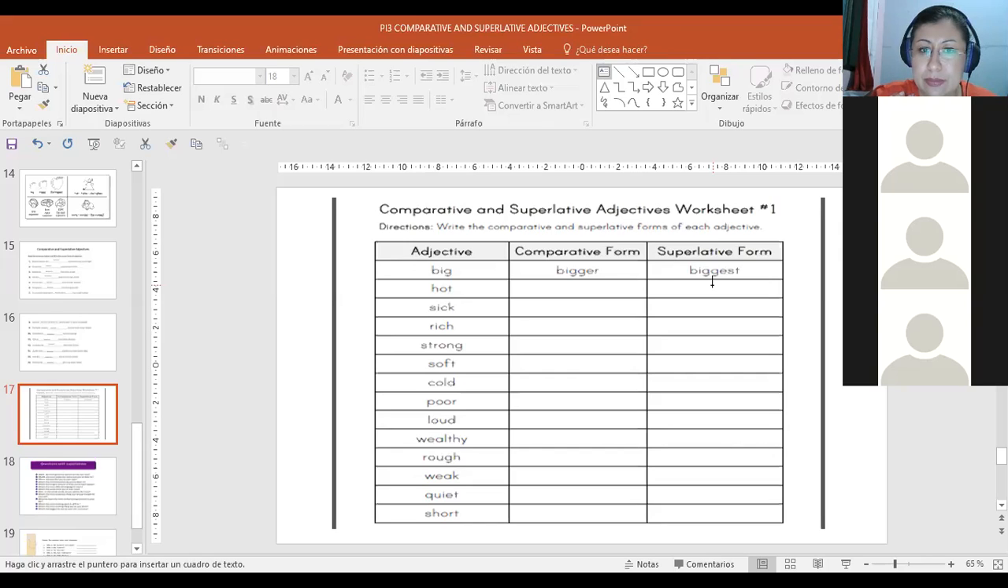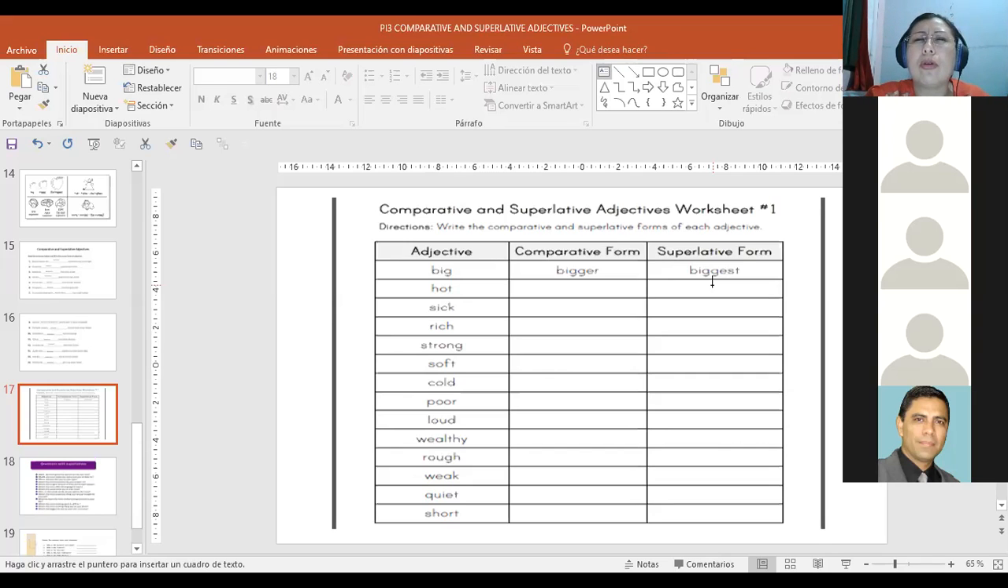What does it mean? Which word? ¿Cuál palabra? Rough. Es como rudo, como áspero, a rough surface, a rock surface, sí, una superficie áspera, ruda, a rough surface. Thank you. You're welcome.